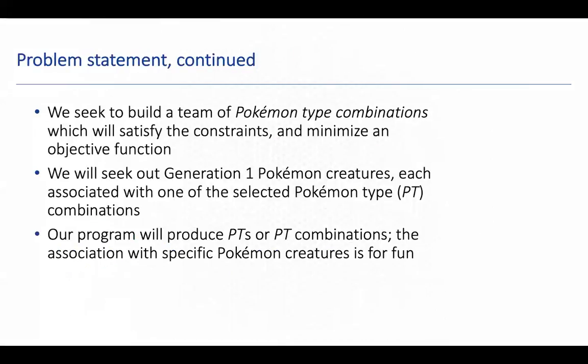So now changing the language of this, we seek to build a team of Pokemon type combinations which will satisfy the constraints and minimize some objective function. And we're going to use generation 1 Pokemon creatures, each associated with one of the selected Pokemon type combinations. And our program doesn't know those little creatures in terms of their actual names. So we're going to produce Pokemon type combinations like fire and flying. The association I'll show much later with creatures is just for fun because you often have multiple choices.